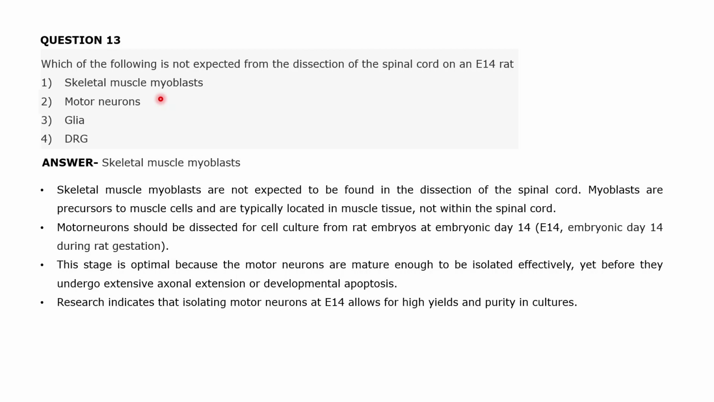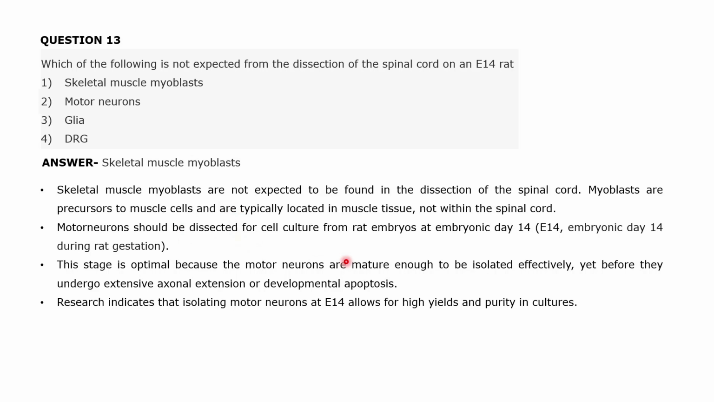Skeletal muscle myoblasts are not found there. These are basically used to culture muscle cells, right? They are obtained from the hind limbs of a fetus or from an adult rat, after the postnatal period. So these are not present in the dissection of a spinal cord. They are present in the hind limb of the embryo, fetus or adult rat, and are not located within the spinal cord. All the others are located in the spinal cord.